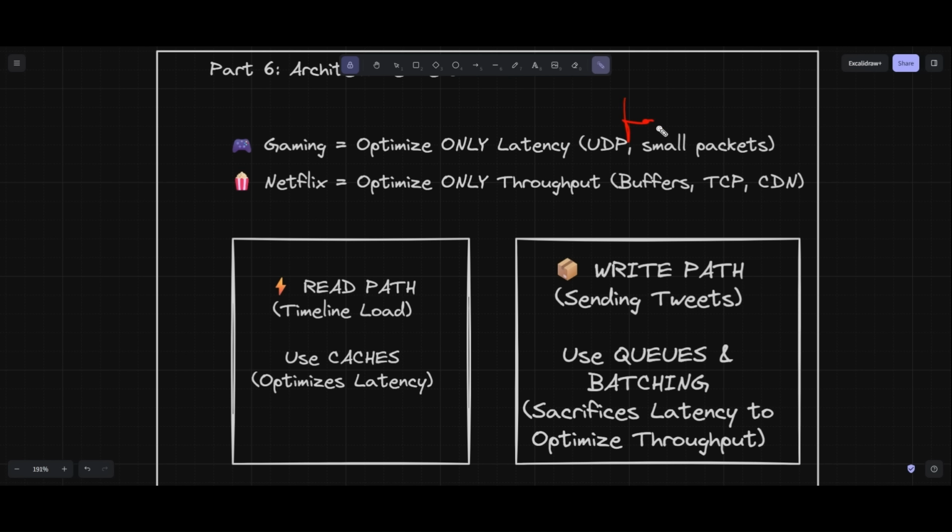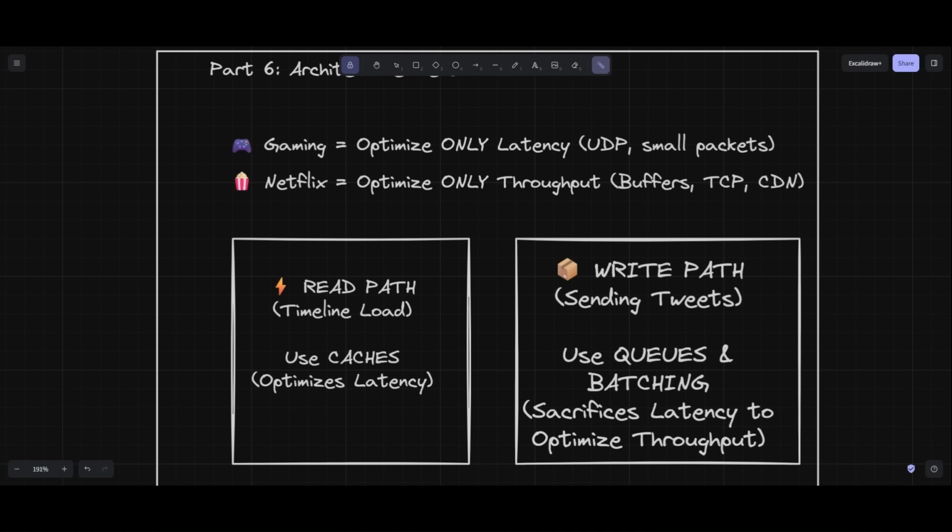Now, flip it around. Look at Netflix. If you are streaming a 4K movie, you need massive throughput. You need megabits and megabits of data constantly pouring into your TV. If your throughput drops, the video degrades to 480p or it stops and buffers. It's ruined. But what about latency? Does latency matter for Netflix? Honestly, not really at all.